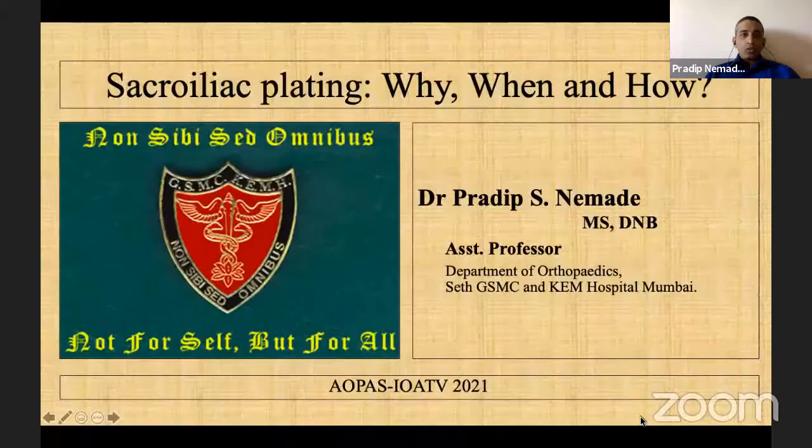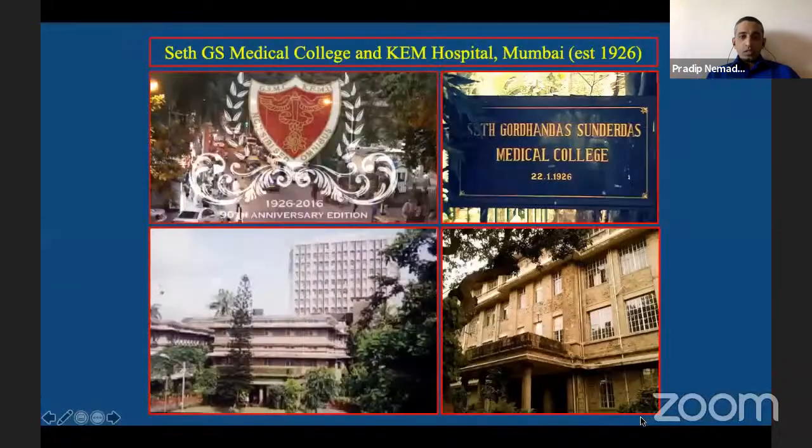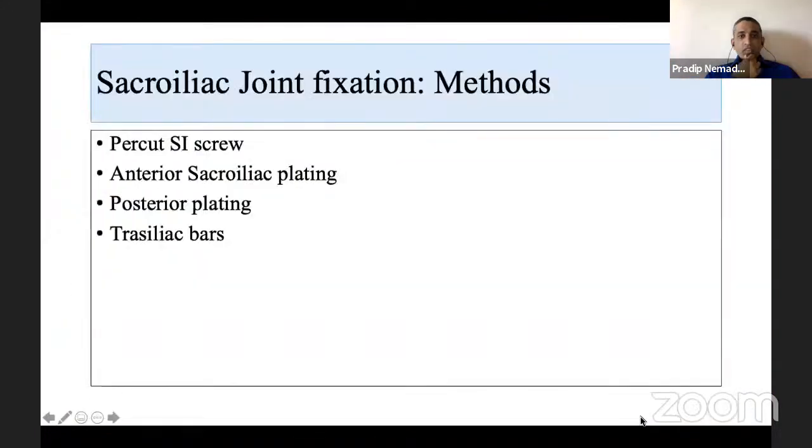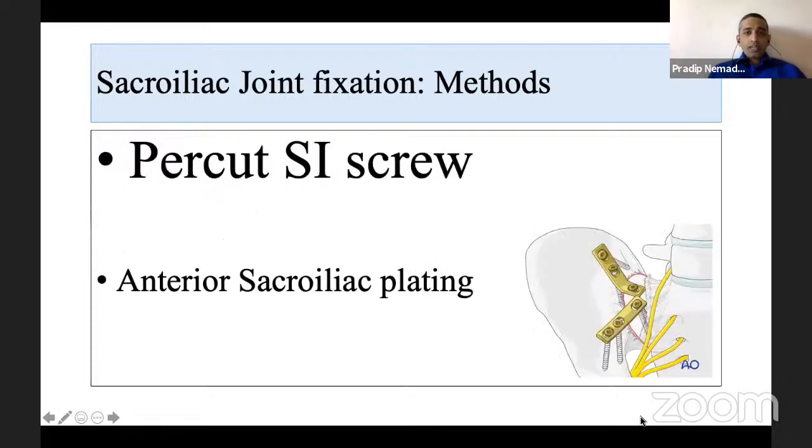Why, when, how? So that's the place where I work, that's KM Hospital. We know that for sacroiliac joint fixation, we have different methods such as percutaneous sacroiliac screw, as Dr. Tika has spoken about. Then there's anterior plating. Posterior plating by posterior exposure can also be done, or we can use transiliac plates or transiliac bars. However, the two most common techniques that we use are the percutaneous SI screw and anterior sacroiliac plating. And all of us would agree that percutaneous SI screw is one of the most favored techniques in today's era for fixation of the sacroiliac joint.